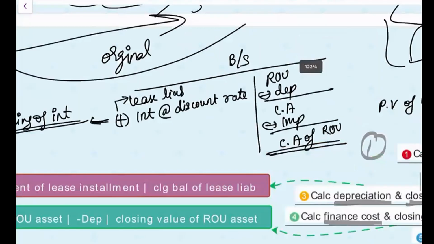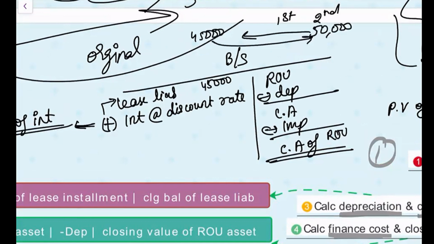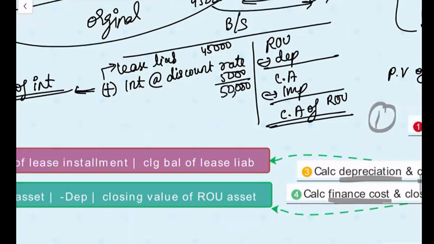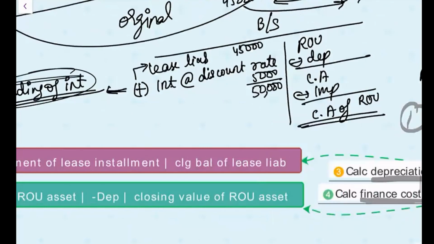Okay, suppose what happened first year, second year. In the second year, you are going to pay a lease payment of 50,000, but the present value of this 50,000 is, suppose, 45,000. So in your books, you would have recorded it at 45,000. Now to bring it back to 50,000 at the second year end, you have to add the interest at the discount rate, which will be your 5,000, and which will bring back the lease liability to 50,000. So every year you have to do something known as unwinding of interest, which means you have to add the interest, or what is known as your finance cost, at the discount rate to it.